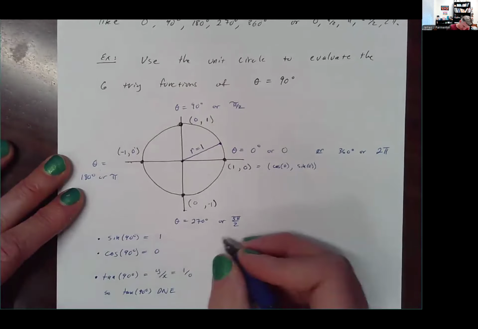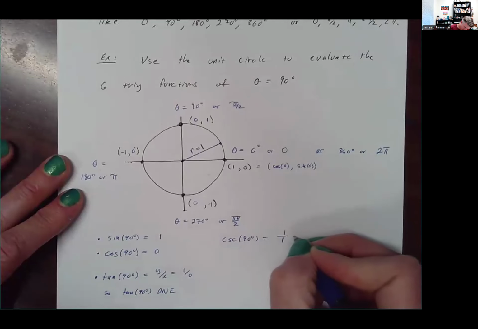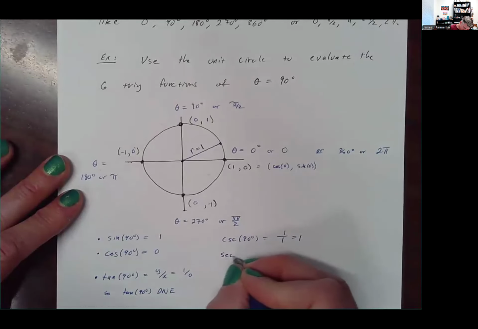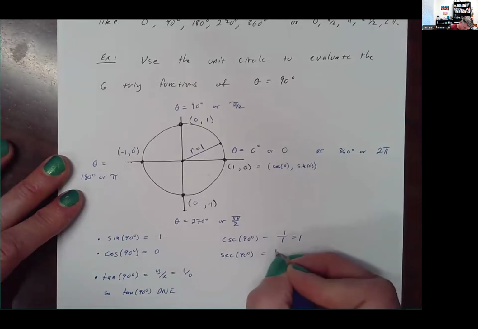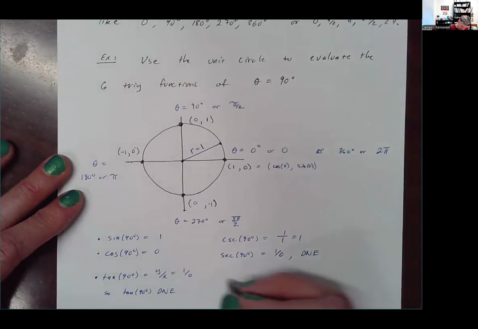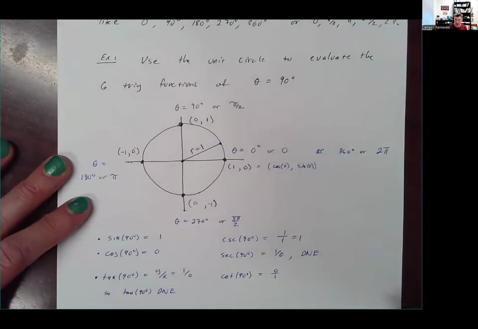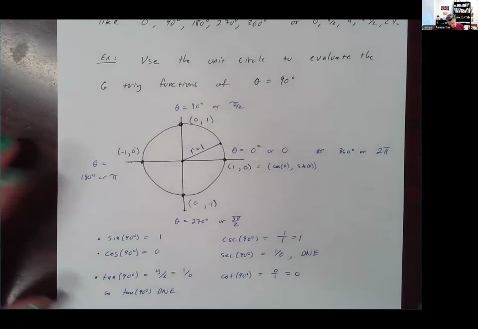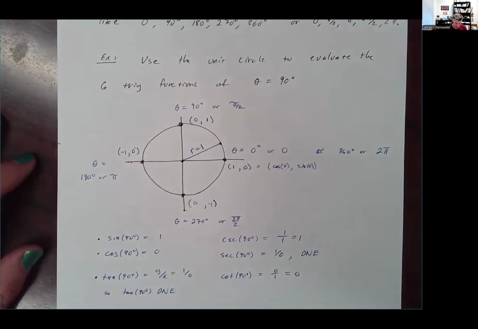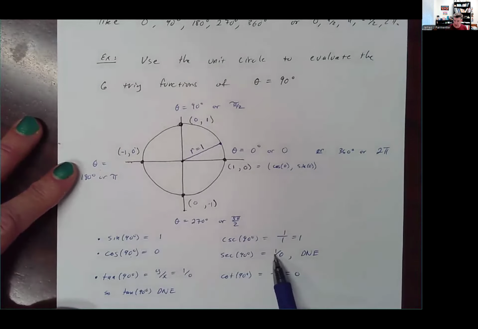And then the reciprocals, cosecant of 90 degrees is 1 divided by 1, which is 1. Secant of 90 degrees is going to be 1 divided by 0. But again, division by 0 is a problem. That's going to not exist. And then finally, cotangent of 90 degrees is going to be, instead of 1 divided by 0, it's going to be 0 divided by 1. 0 divided by 1 is just 0. So sine is 1 and its reciprocal is 1. Cosine is 0 and its reciprocal doesn't exist. Tangent doesn't exist and its reciprocal is 0.